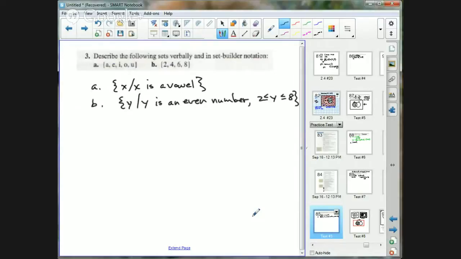You can see it on the screen there, and your answer sounds good, Brian. I wrote all y's such that y is an even number between 2 and 8. But your technique was just as good. Okay, so greater than 2 and less than 8. Okay, there you go. Yeah, for part A, we could have listed the letters A, E, I, O, and U. We could have described it that way, too.